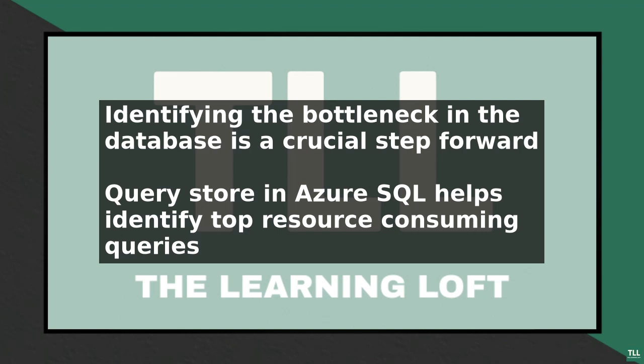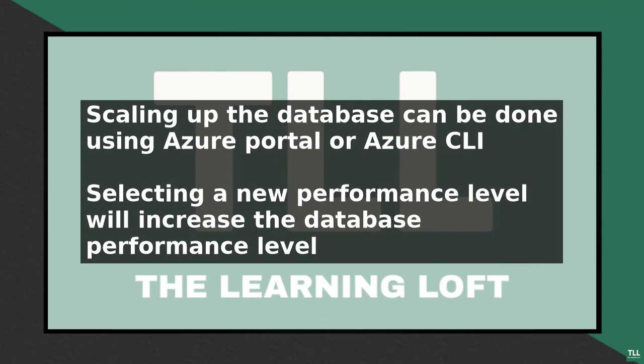To scale up your Azure SQL database, you can use the Azure portal or Azure CLI. Simply select the database you want to scale up, click on the pricing tier, and select the new performance level. You can also use Azure CLI commands to scale up your database.